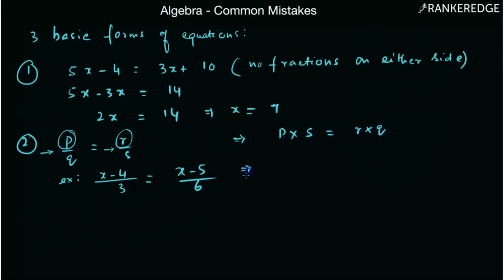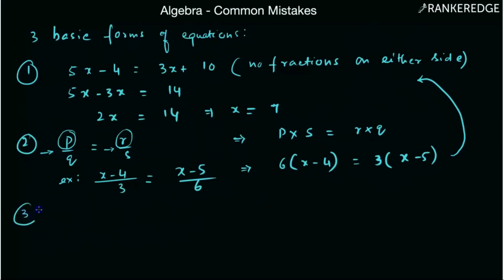So in this case, I can write this as 6 into (x minus 4) is equal to 3 into (x minus 5) and solve. Now you can observe that it is now again back to the first form, where there are no fractions on either side of the equals to sign.